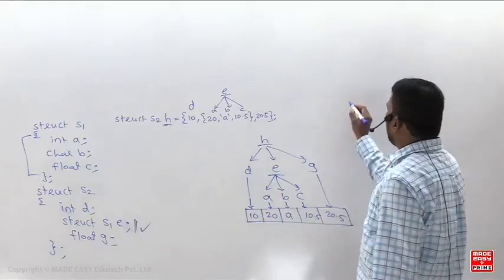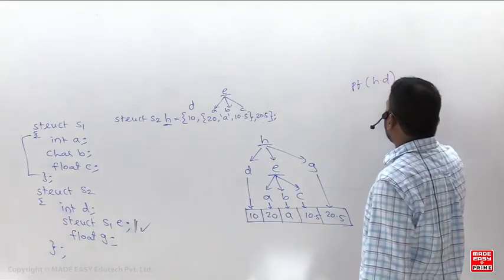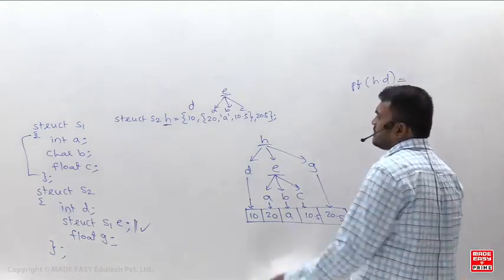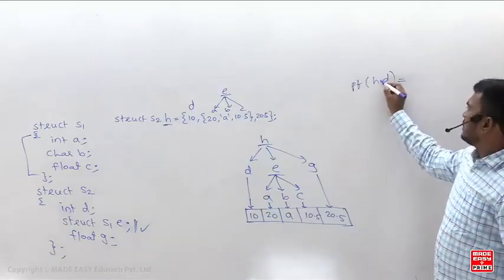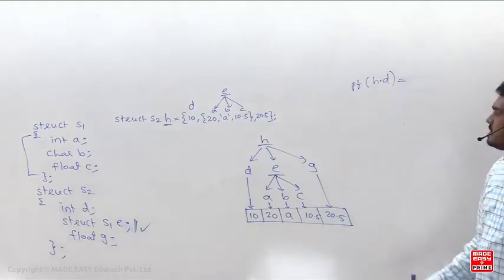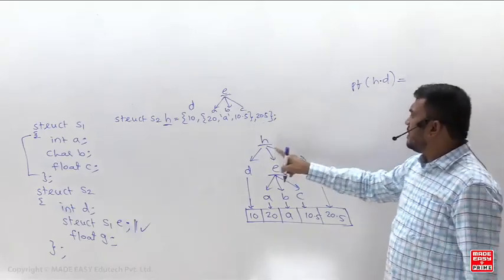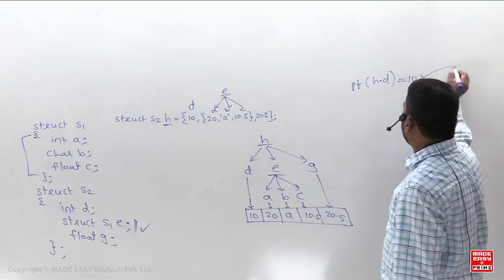Now if I say simple printf h dot d, tell me how much it will print. H dot d. H is a structure variable of type S2. Dot means what? Dot means structure variable to member variable. H dot d, that is 10 here. So क्या print होगा, 10.